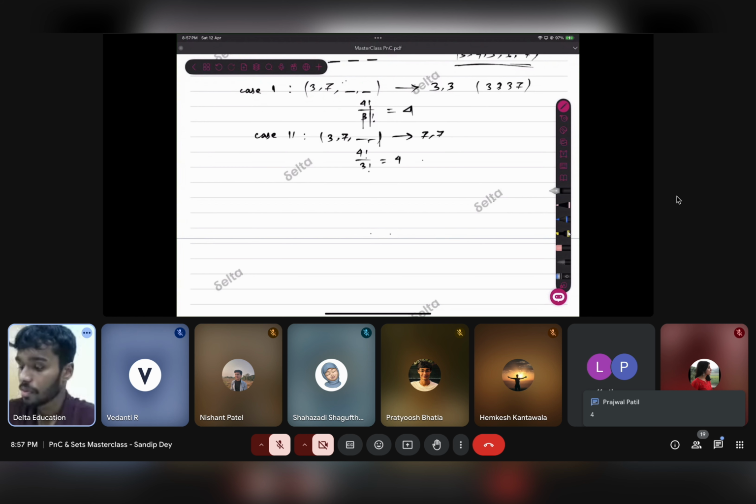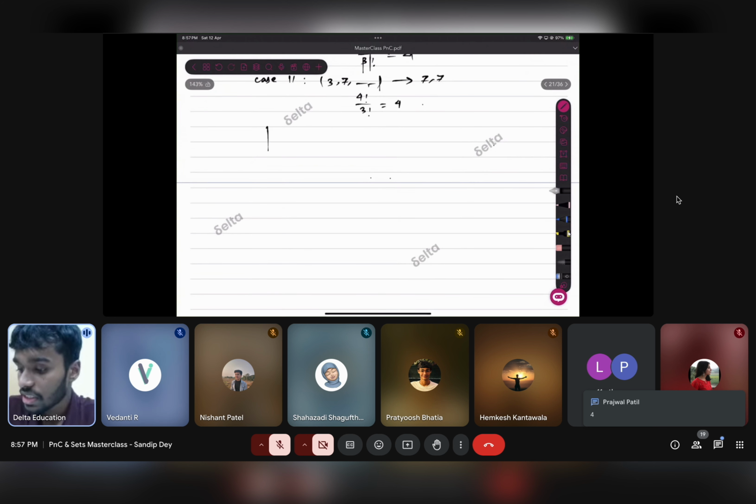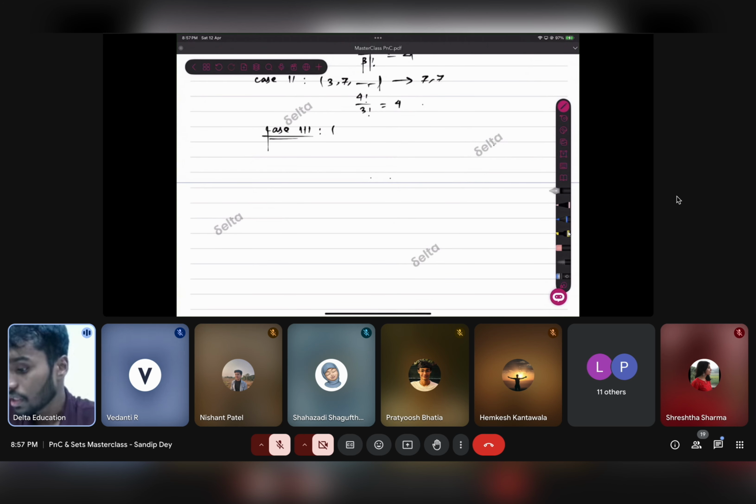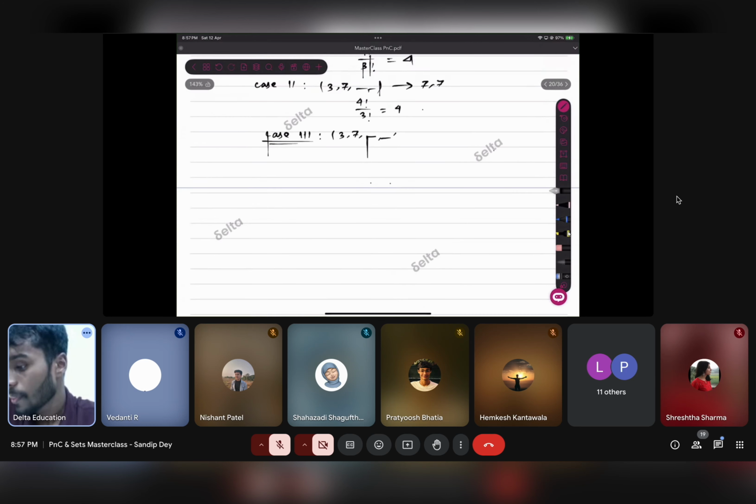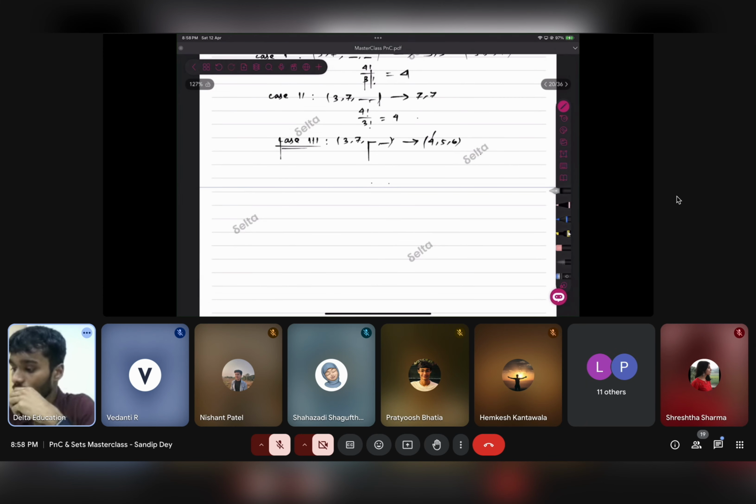That is equal to 4. Okay, so now let's take a different case. Case 3 is where I can have 3 and 7, and I have 2 places where I will place any of the numbers from 4, 5 and 6. I will not place 3 here, right? So from 4, 5, 6, I'm going to take any number and I'm going to place it twice.